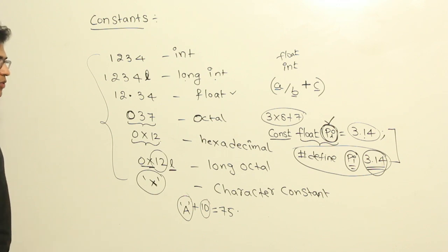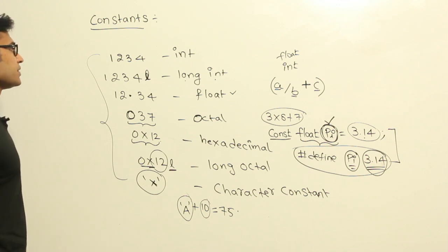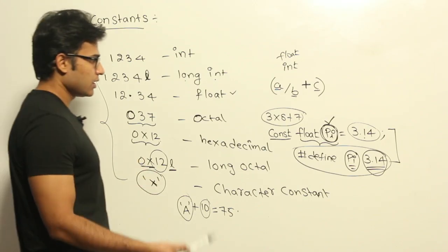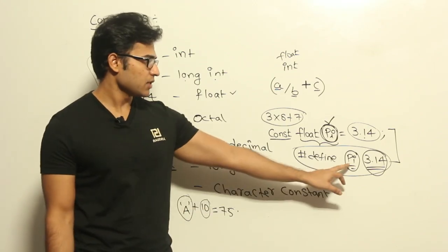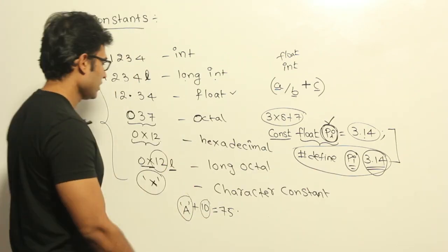So as much as possible, whenever you want to use a constant, you can use these conventions, and if you are going to use the same constant again and again and you need to save it, you use the hash define representation. Okay, fine.